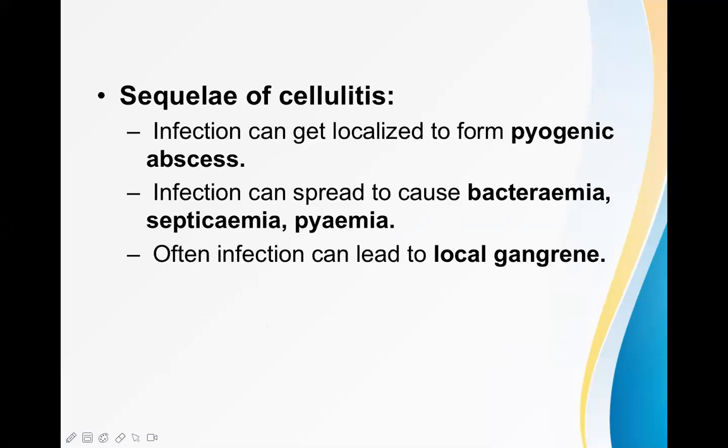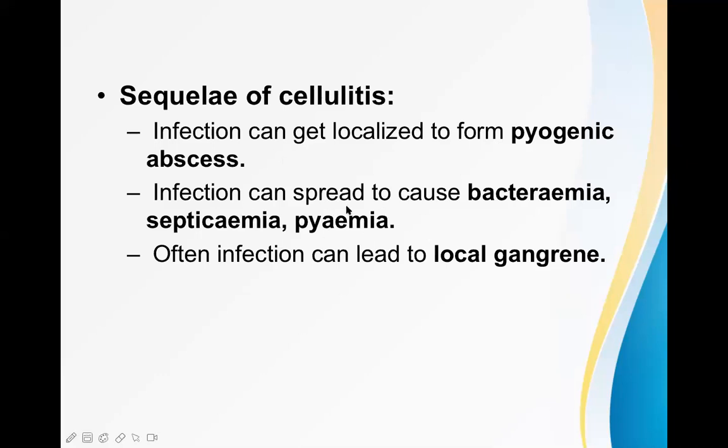Now, what happens if that cellulitis is not detected or is not treated in time? Or what happens in case of complication of cellulitis? These are called sequelae. The infection can get localized to form pyogenic abscess. I already discussed this: cellulitis is one stage prior to abscess formation. Till now, abscess has not formed. But if we do not treat this in time, if the patient doesn't go to hospital in time, then it can easily convert into abscess.